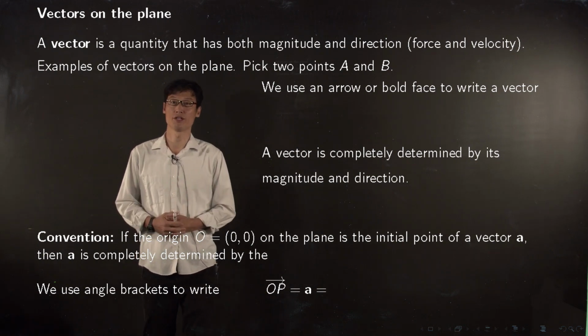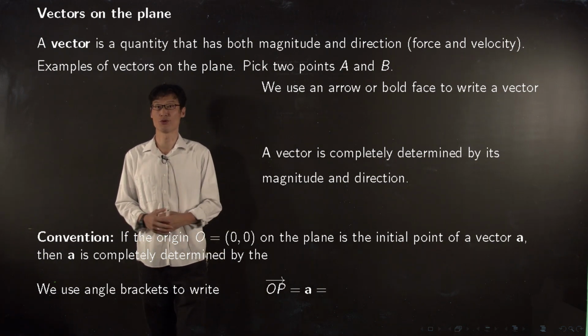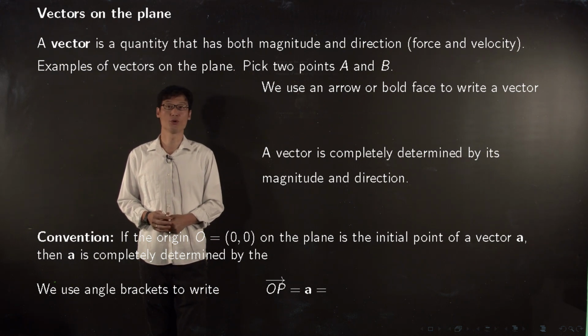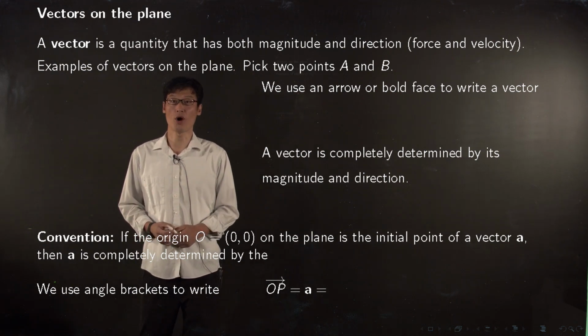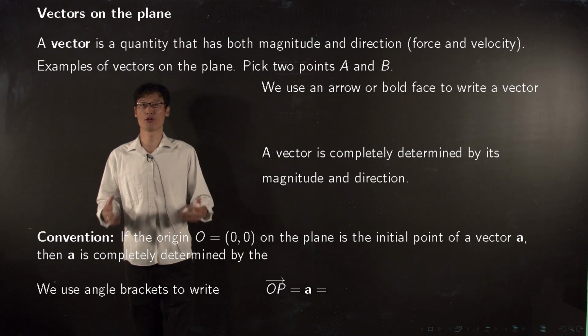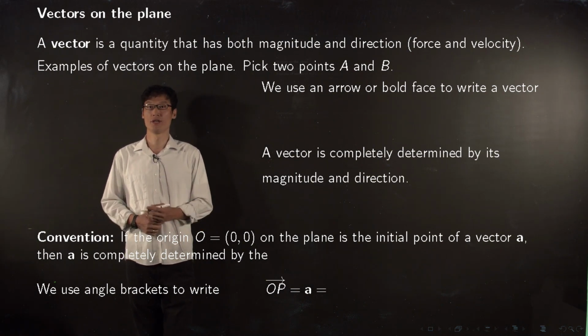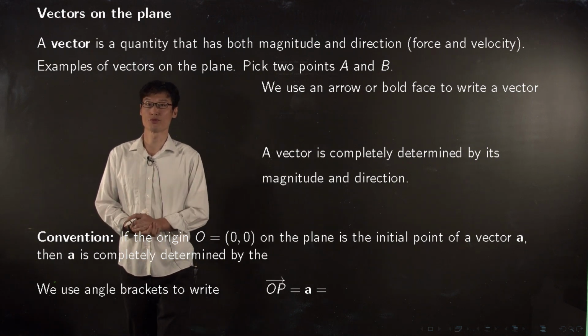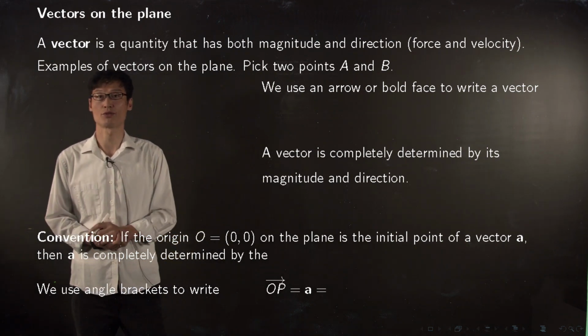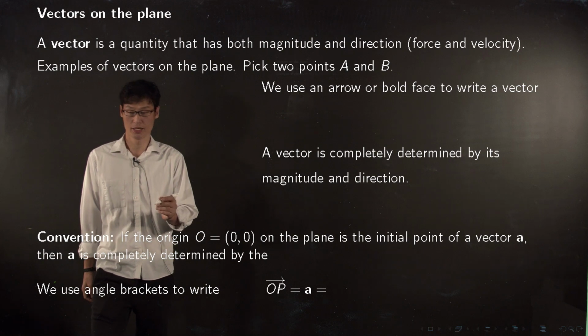First topic is vectors, vectors on the plane. A vector is a quantity that has both magnitude and direction, for example, force and velocity. To illustrate examples of vectors, let me pick 2 points on the plane.